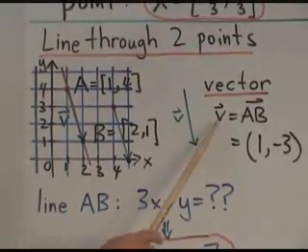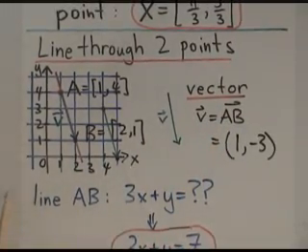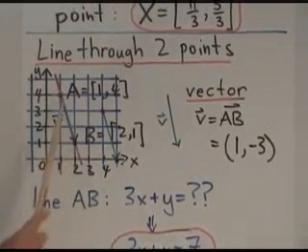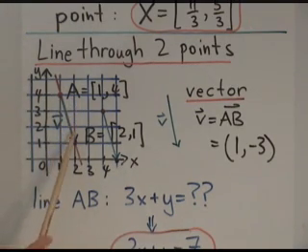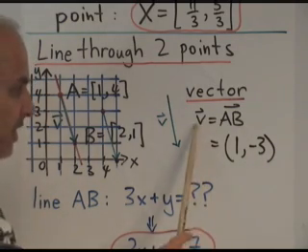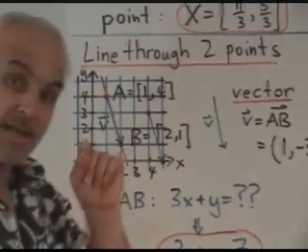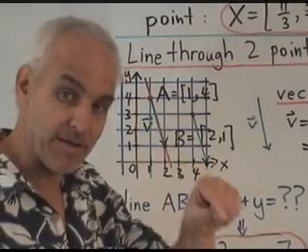And our notation is v equals AB, with the little arrow above there. And to go from A to B, we go 1 over and 3 down. So in our notation, that's (+1, −3). But note that I'm writing this vector with round brackets now to represent that it's not a point, it's a directed line segment.